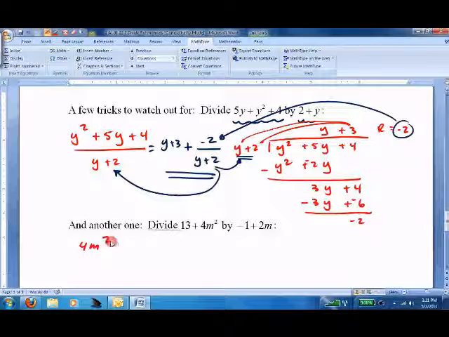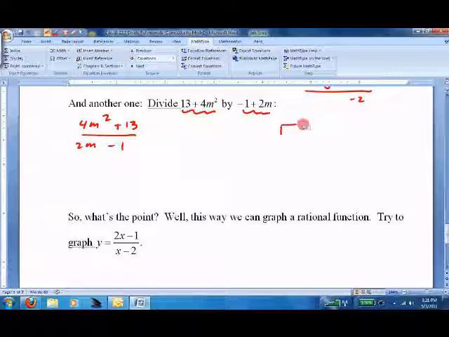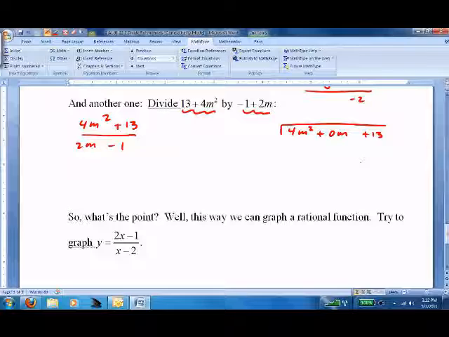4m squared plus 13, that's that one, over 2m minus 1, that's that one. So put it inside, and here's the problem. We're missing the next variable. So there's no m. So you have to fill one in, otherwise you'll mess up when you're doing long division. If you were dividing by the number 401, you'd have the 0 there. In this case, it's missing, so we write 0m, just so we don't forget it. And then the plus 13. 2m minus 1 goes out front.